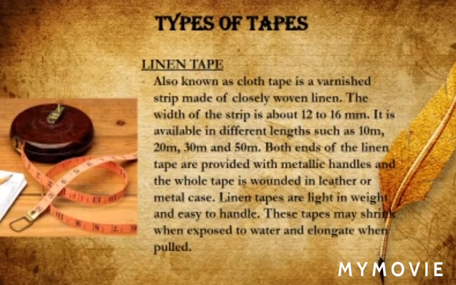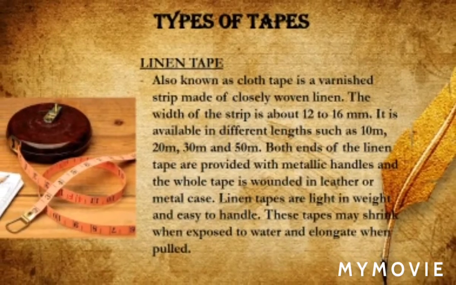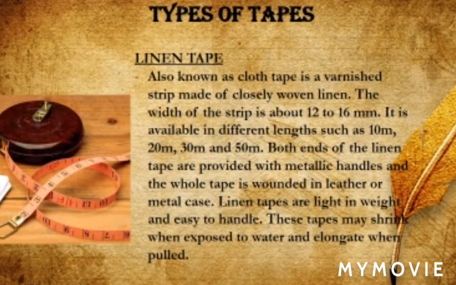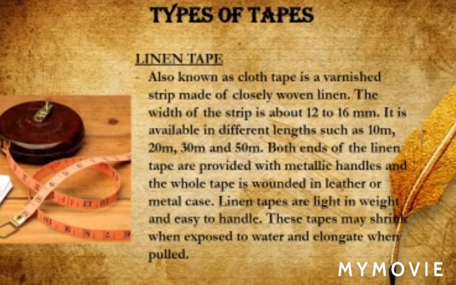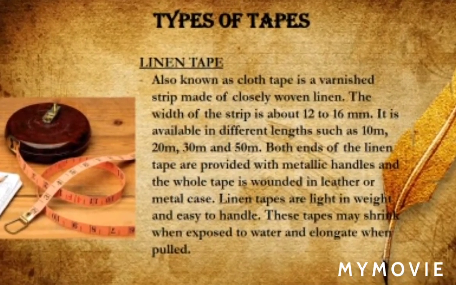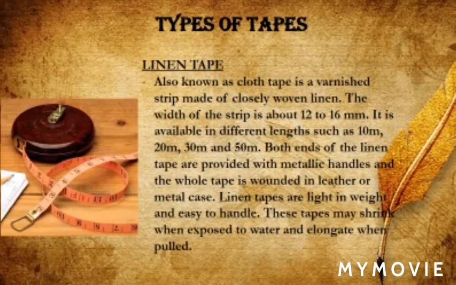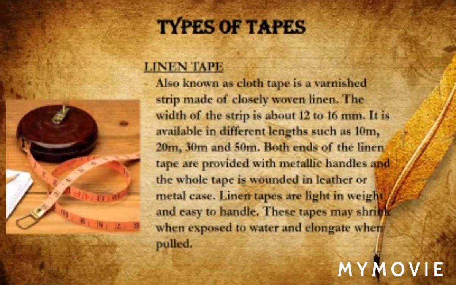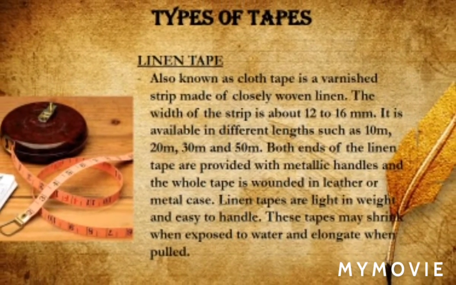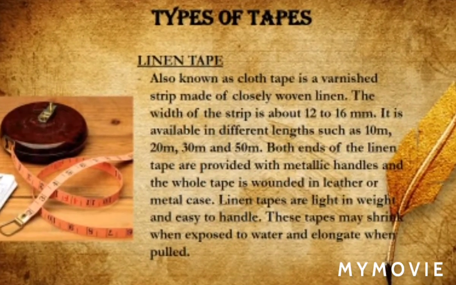Let's have the types of tapes. First, we have linen tape. Also known as cloth tape, it is a varnish strip made of closely woven linen. The width of the strip is about 12 to 16 mm. It is available in different lengths such as 10 m, 20 m, 30 m, and 50 m. Both ends of the linen tapes are provided with metallic handles, and the whole tape is wound in a leather or metal case. Linen tapes are light in weight and easy to handle. These tapes may shrink when exposed to water and elongate when pulled.